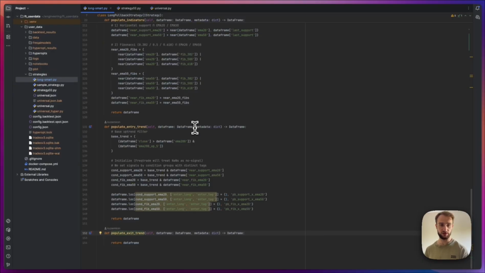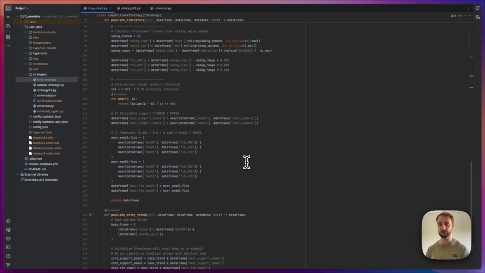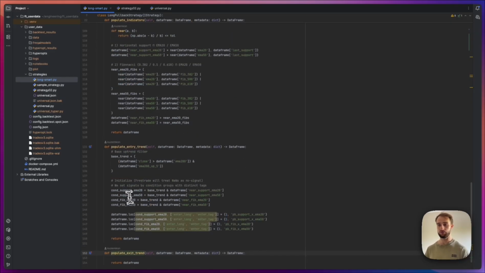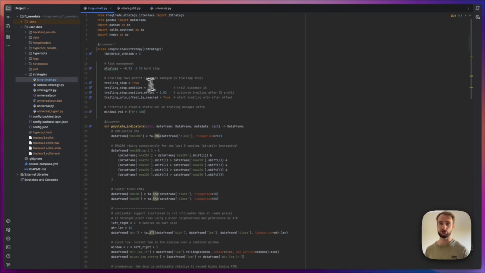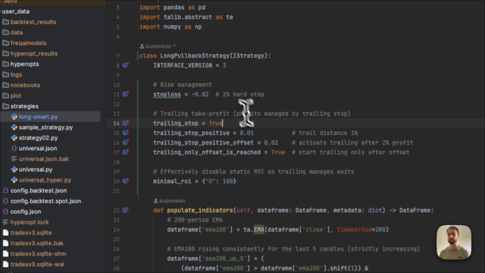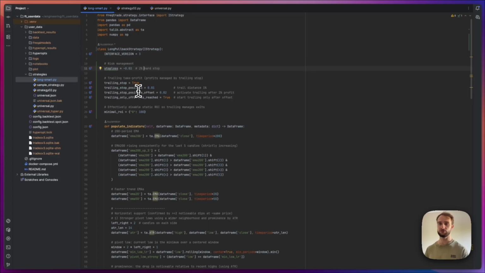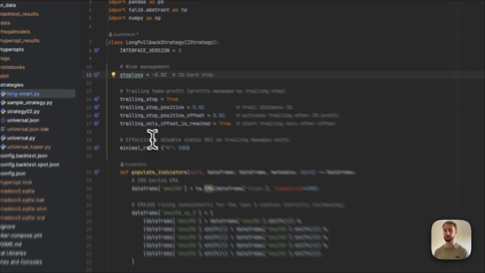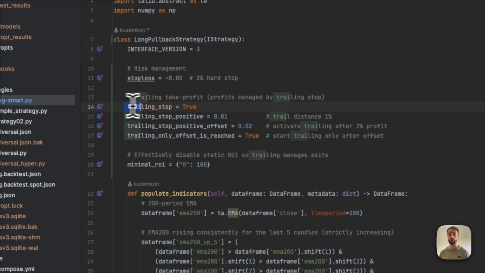Sometimes I just use the percentage of profit I want to take, or in the charts I'm using the resistance line. So if we have a resistance line, the weakest support line and weakest resistance line, we can set our exit at a resistance line. I'm doing a trailing stop here. Basically my stop loss is 2%, and then I'm trailing the stop until I'm getting some profit. Yeah, and I disable static ROI because I'm only relying on trailing stops.